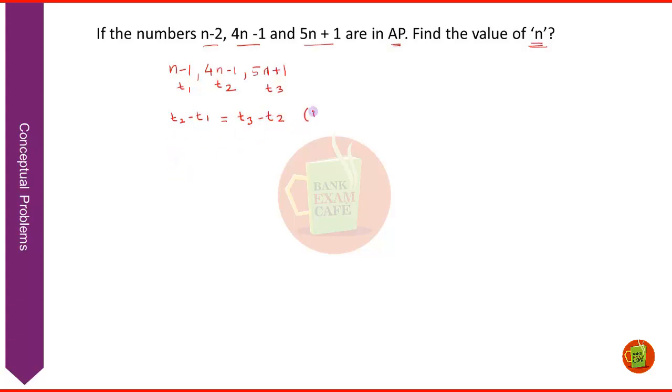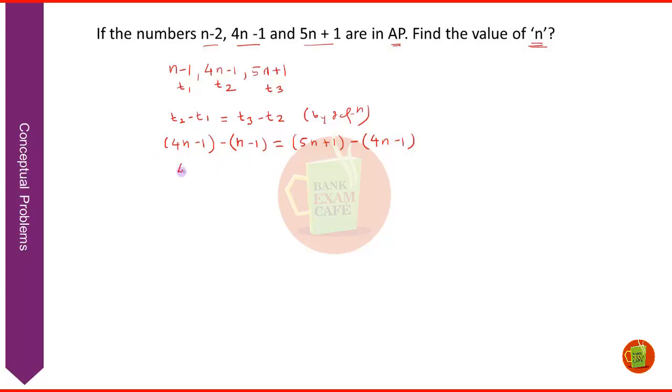This will be by definition. Now T2 minus T1 will be what? 4n minus 1 minus first term, that is n minus 1, which is equal to T3, that is 5n plus 1, minus the second term, 4n minus 1. Now we will open these brackets and then solve.